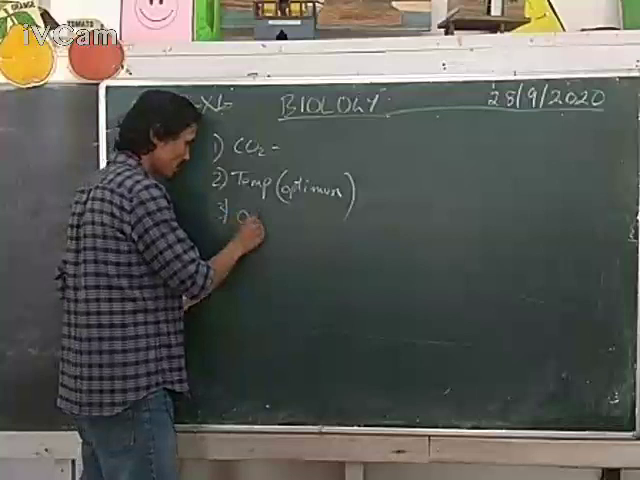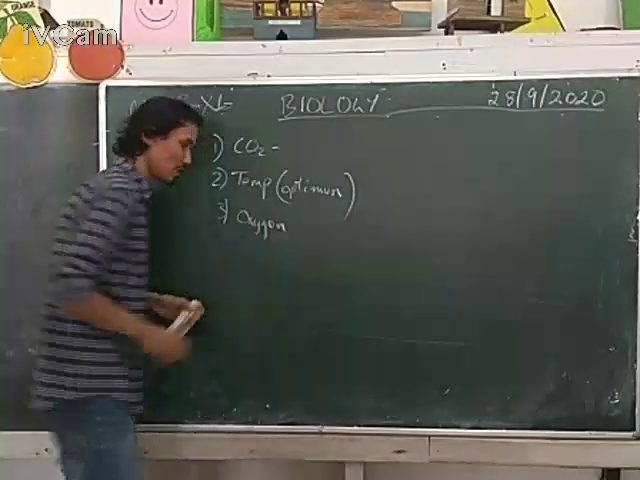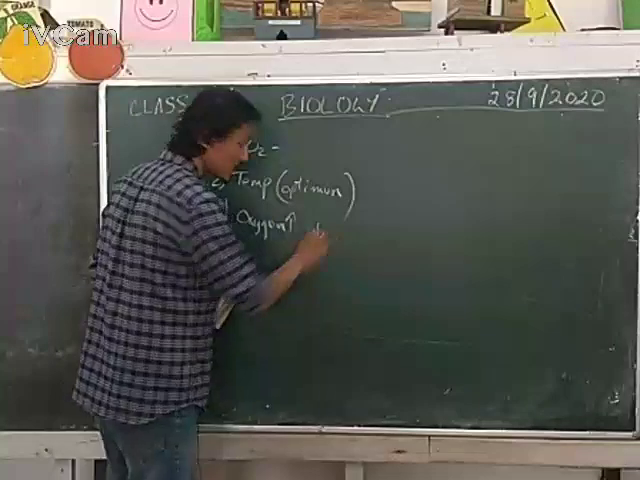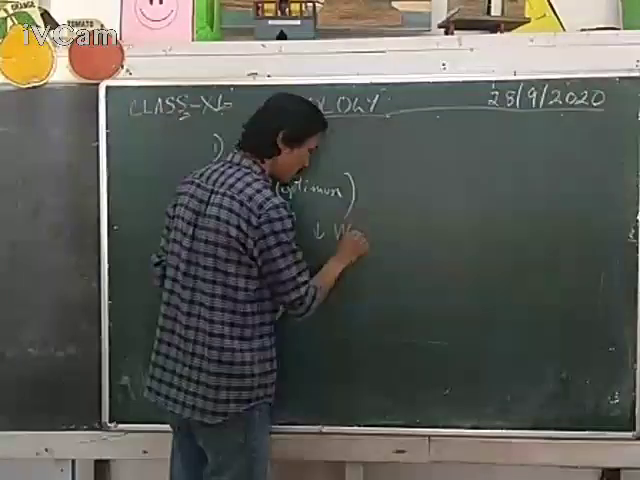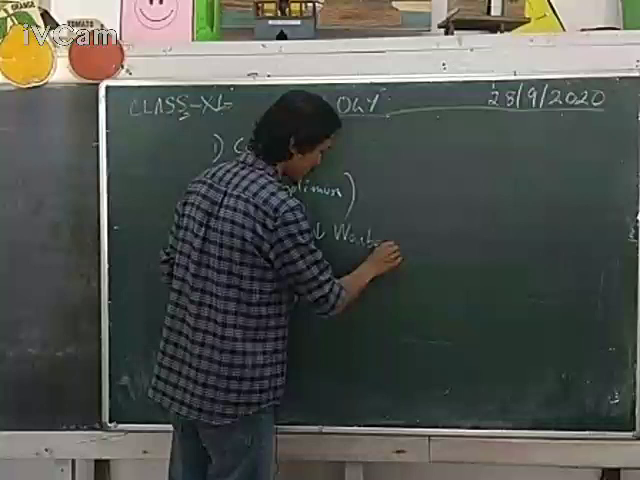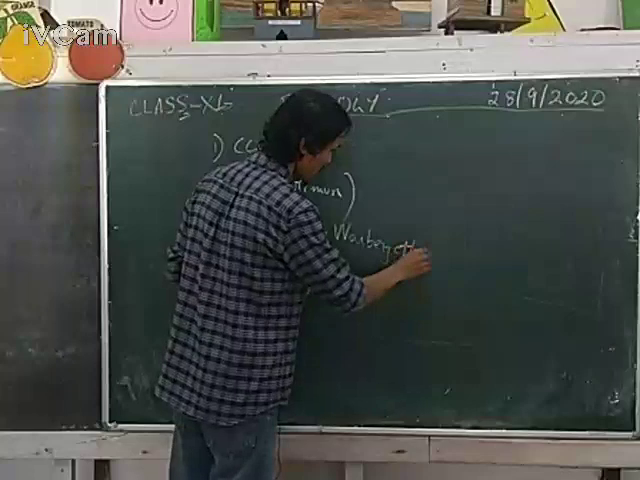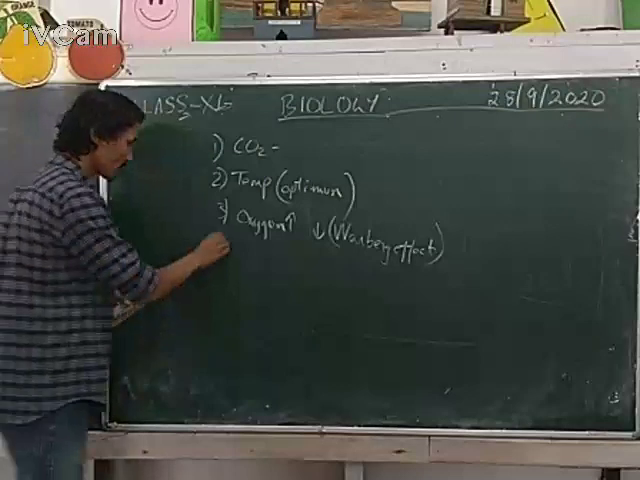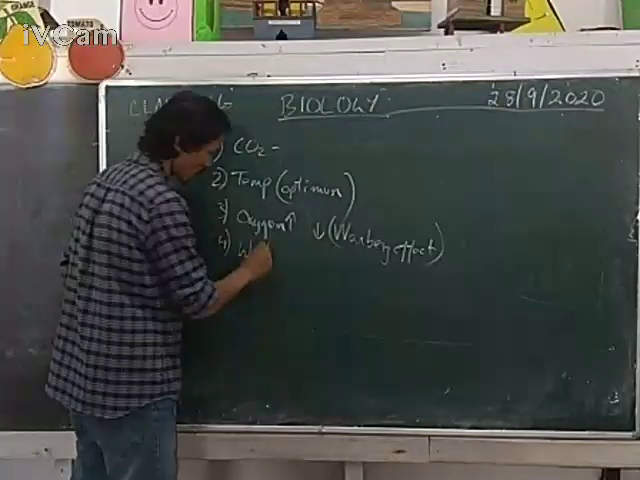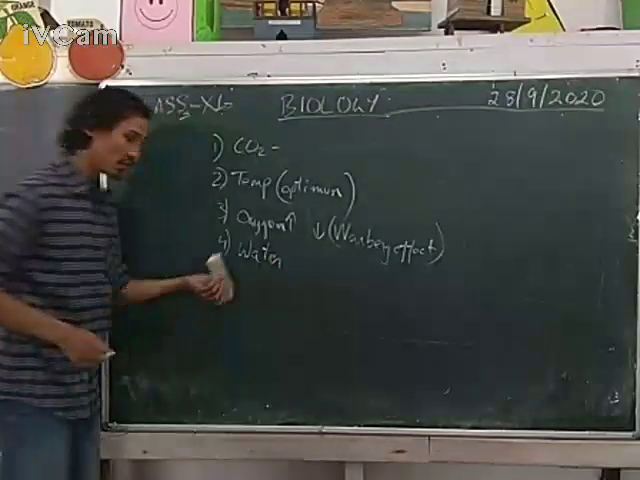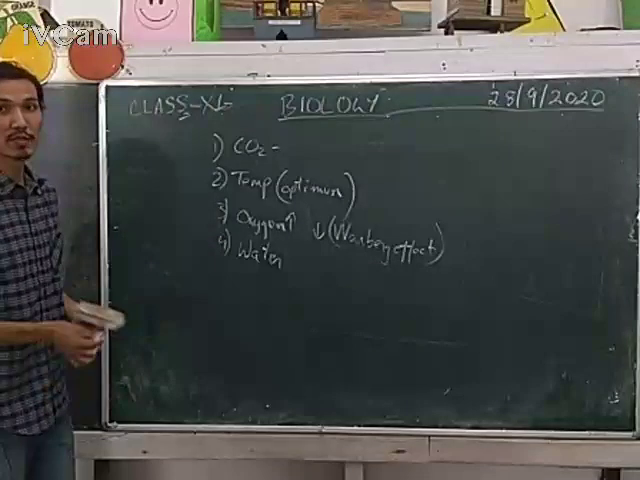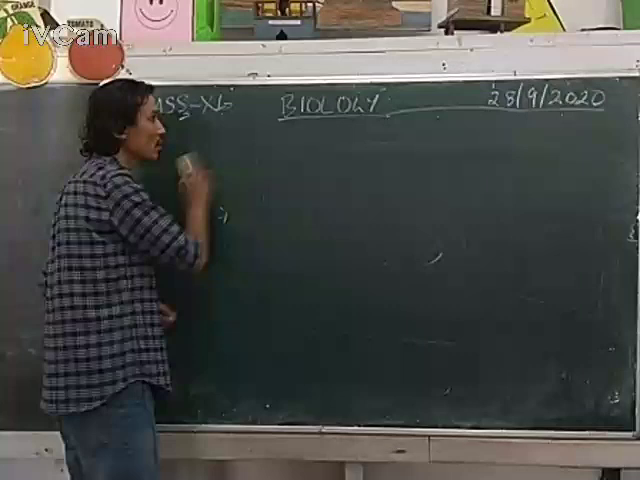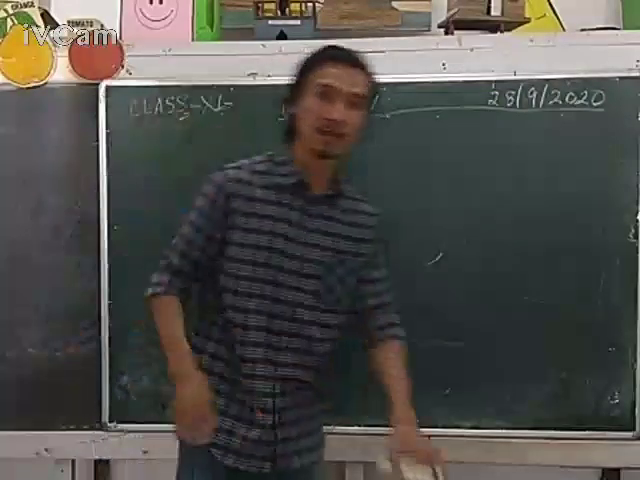Next is oxygen concentration. If oxygen concentration increases, photosynthesis decreases. This is also known as the Warburg effect. Water: basically, if a plant is turgid, then it is able to perform photosynthesis at a constant or rapid rate. So these are all the factors which control photosynthesis. So we have completed this chapter.